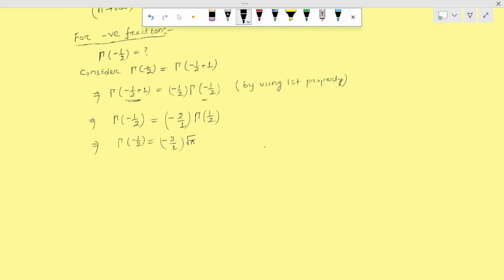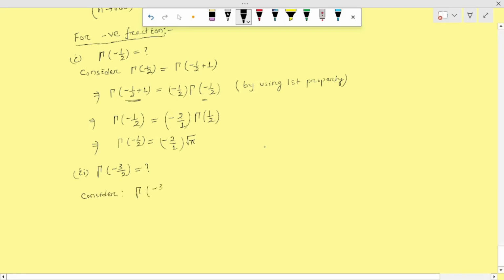Okay, now this is the first bit. Second bit, now we are going to consider gamma minus 3 by 2. What will gamma minus 3 by 2 be? To find it, consider gamma minus 3 by 2 plus 1. This term gamma minus 3 by 2 plus 1 can be written as minus 3 by 2 into gamma minus 3 by 2. So gamma minus 3 by 2 will be equal to, moving this to the other side, minus 2 by 3 into gamma of minus 3 by 2 plus 1. That means gamma minus 1 by 2, right?